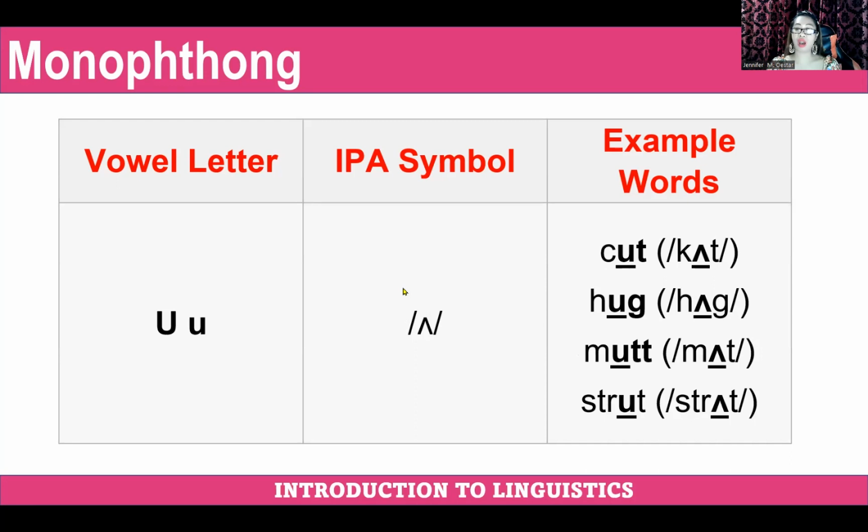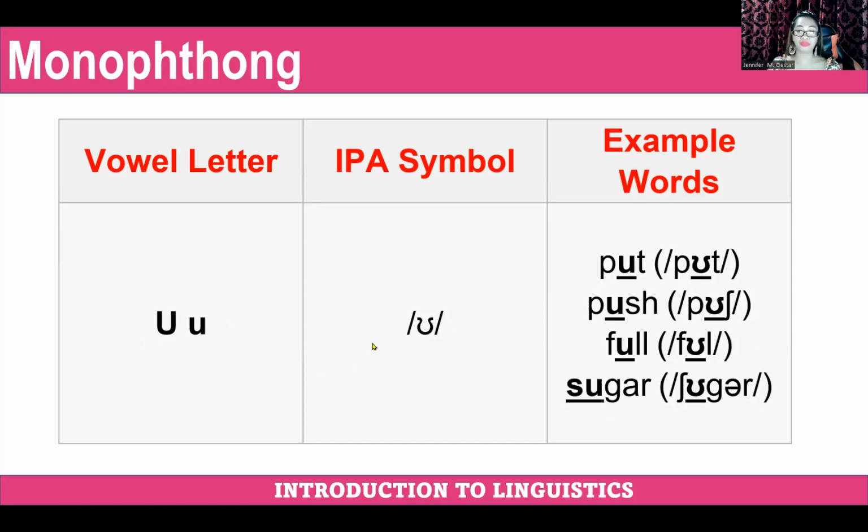Let's have the U sound. There's a certain aspiration with the way you pronounce it. Cut, hug, mutt, strut. And as transcribed, the sound is converted into this symbol. Once again, this is the monophthong A, pronounced as A, but the vowel letter is U.